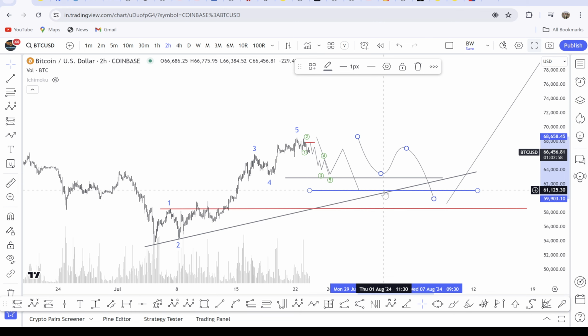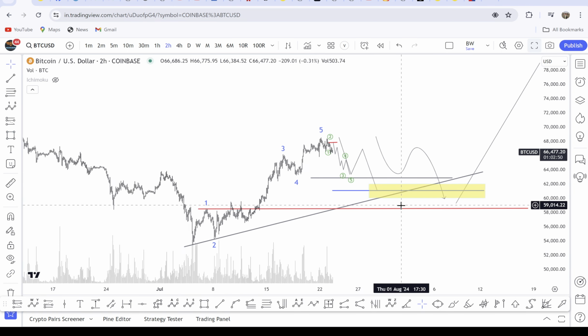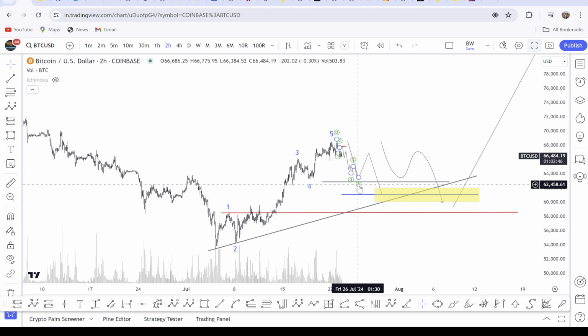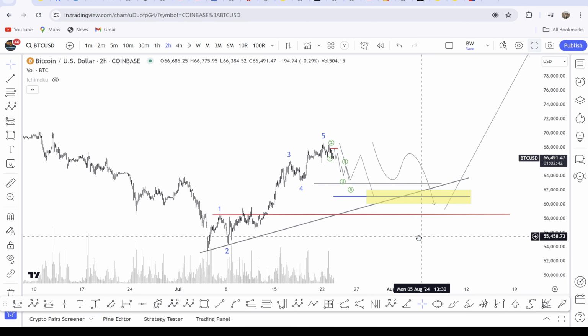So if you have any long-term investment, or you are a swing trader, then you have to be alert near 60, between 62 to 59, in this area, and make a plan for the long. So this is my view for BTC.